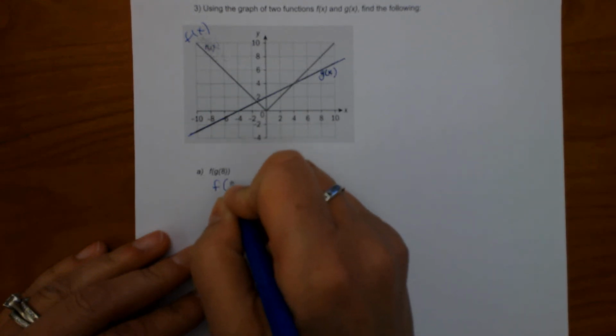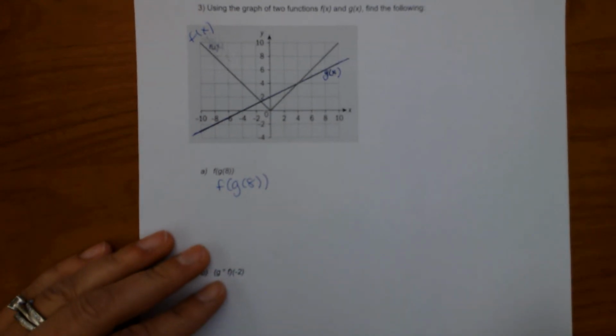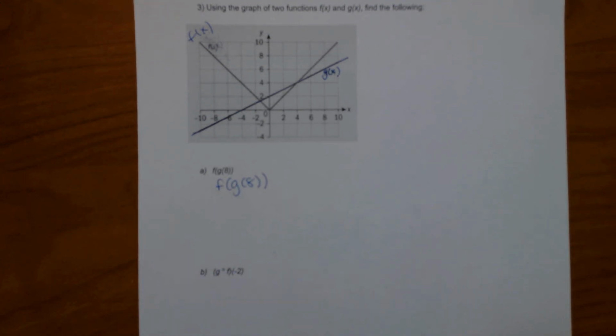I'm just going to rewrite f of g of 8. I feel like the camera is getting blurrier and blurrier. Looks like I'm going to need to get a new camera again.